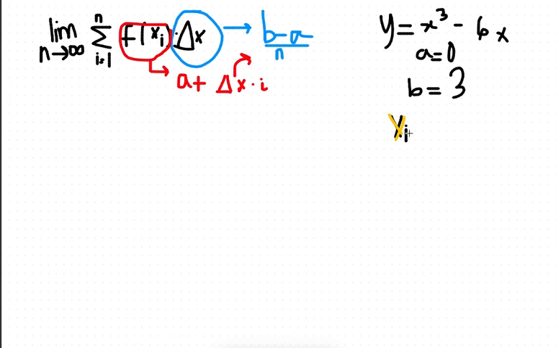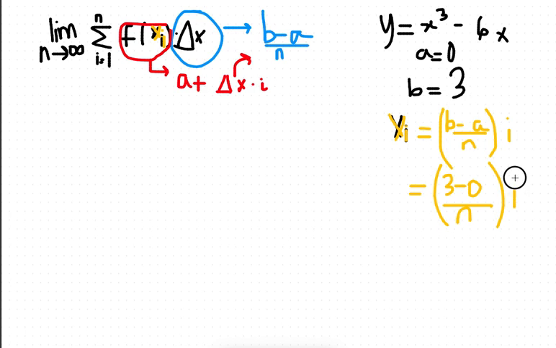So I can color this yellow. x sub i is this. Our a here is 0, plus delta x, which is b minus a over n, times i. Now b is 3, a is 0, and n we don't know, so we'll do 3 minus 0 over n times i, which is 3i divided by n. So 3i over n, that is our x sub i.